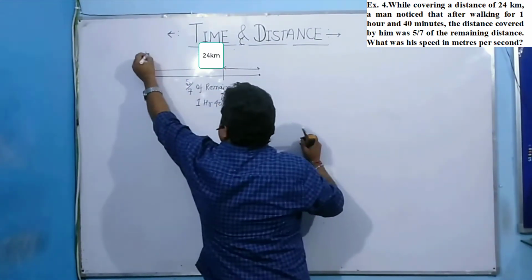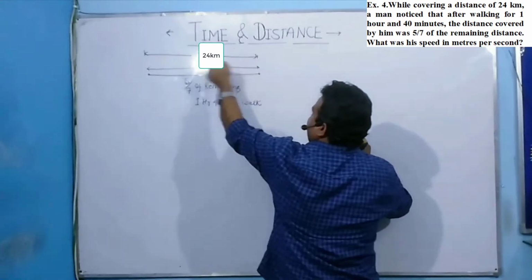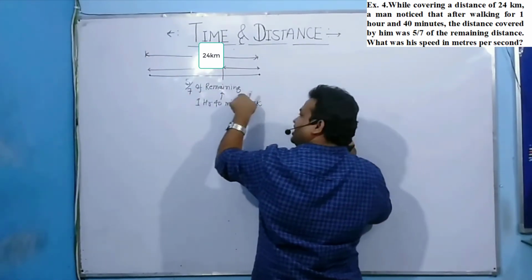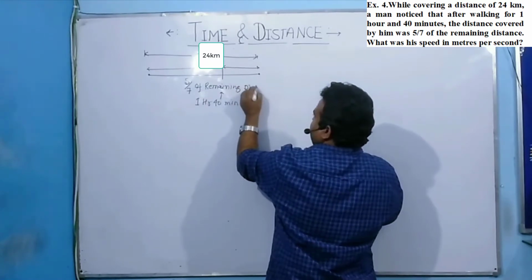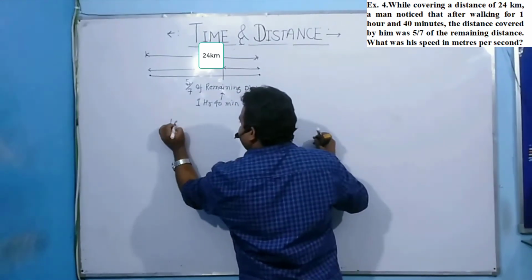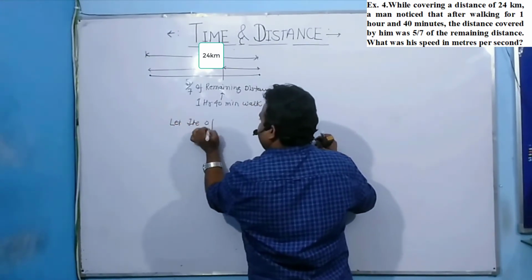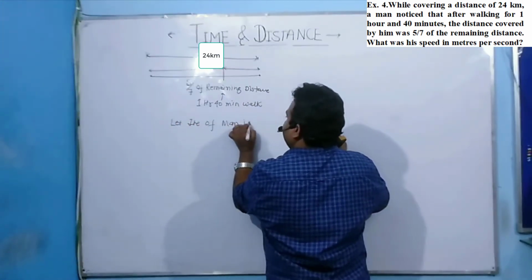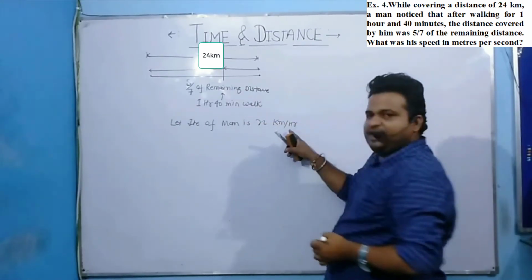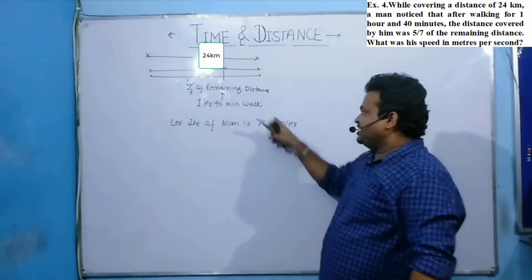Since my total distance is 24, and this distance he already covered is 5/7 of the remaining distance, how do you approach? First, let the speed of the man be x kilometers per hour.